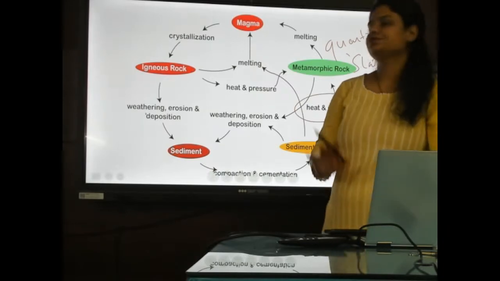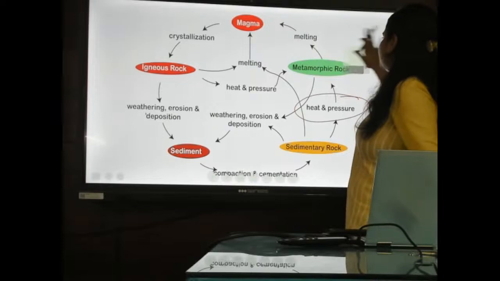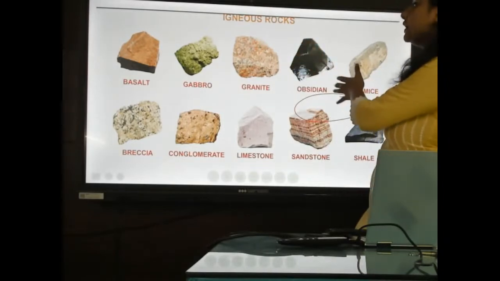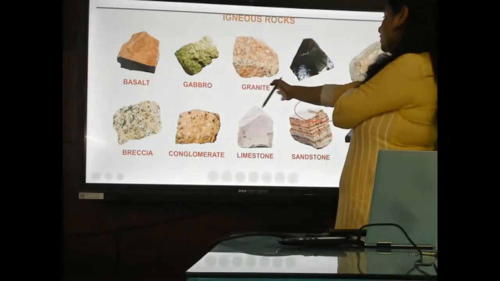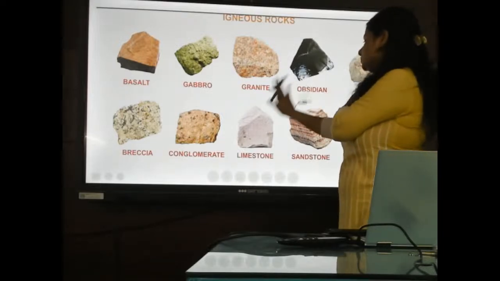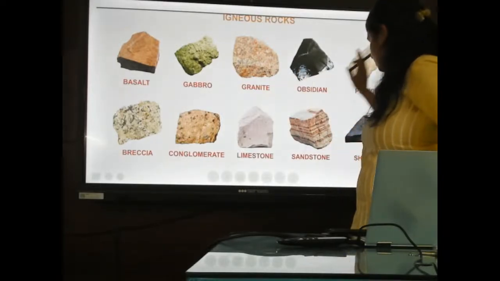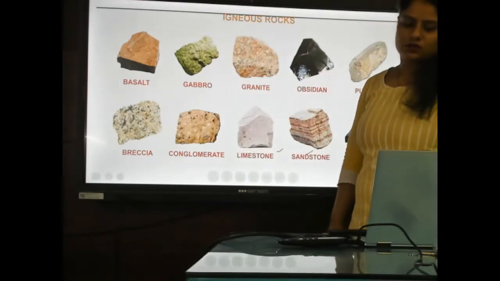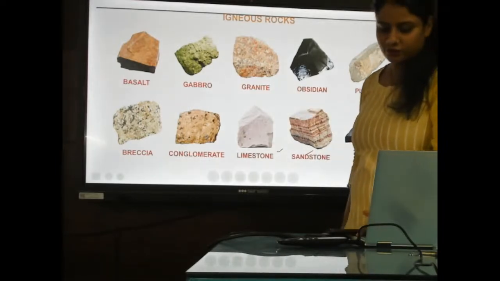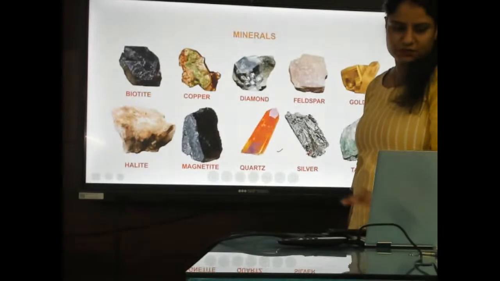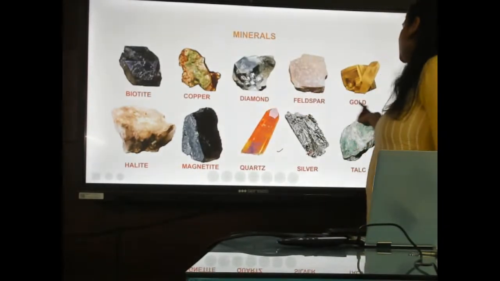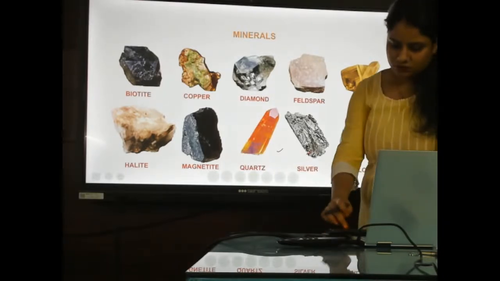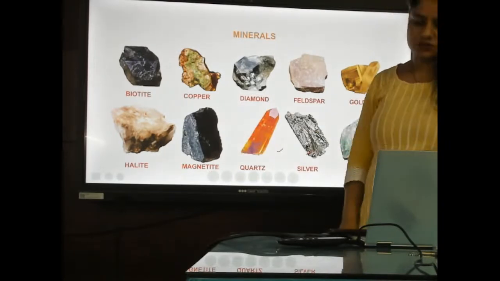So this is all about this chapter, which talks about the interiors of the earth. Here you have some examples of igneous rock: basalt, granite, obsidian, pumice. You have conglomerate, limestone, sandstone, shale. When they go through heat and temperature, they form minerals like copper, diamond, gold, quartz, silver, and so on. So this is about this chapter.